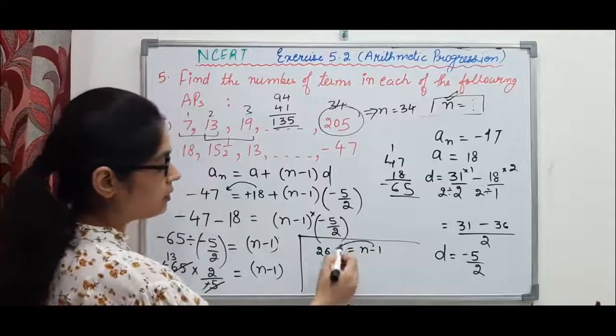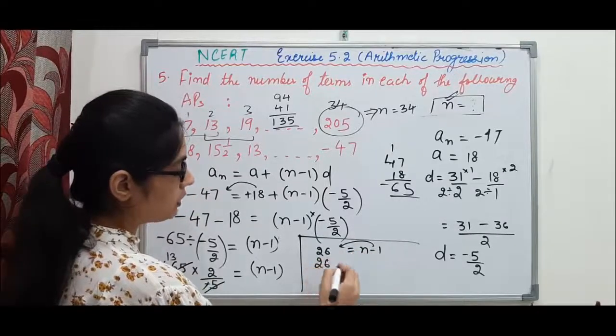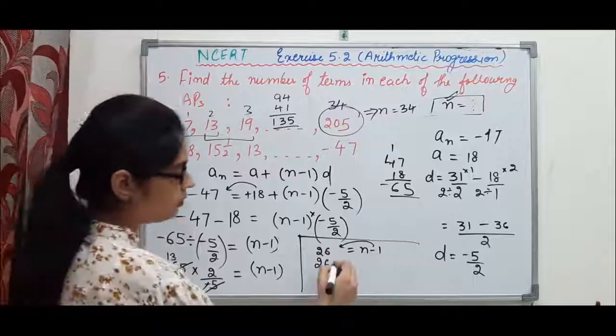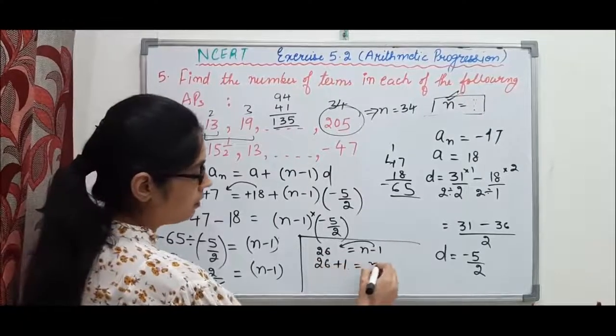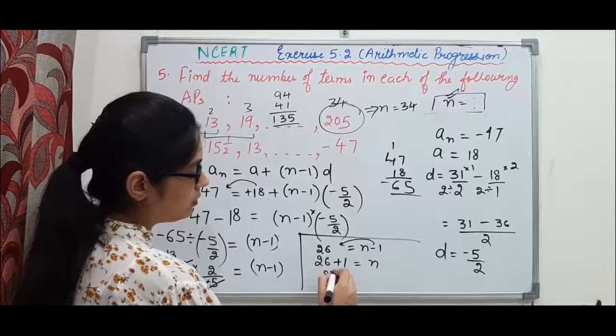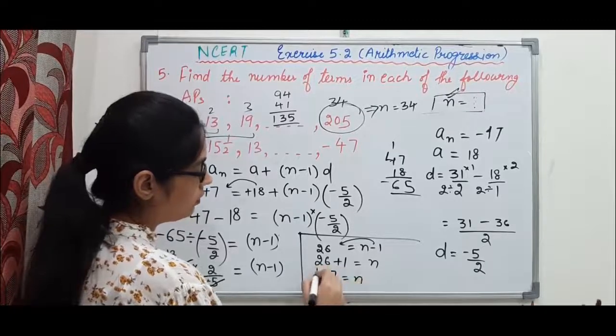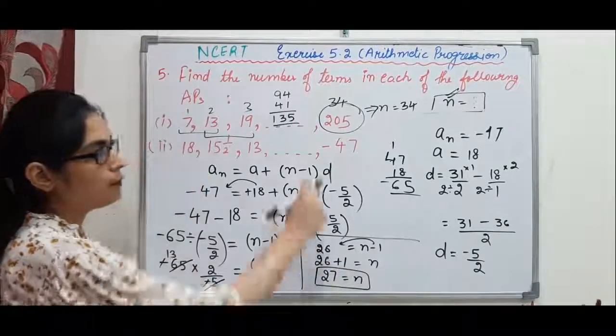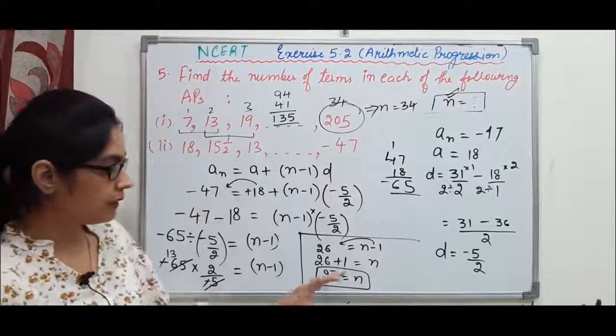So minus 1 will shift to the other side. Minus 1, on changing the side, will be changed to plus 1. So 26 plus 1 is 27. So n is equals to 27. That means minus 47 is the 27th term.